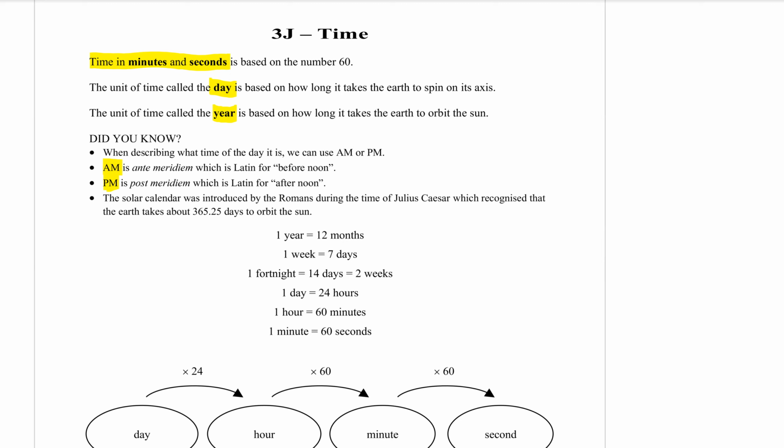Now, the solar calendar, which we use, was introduced by the Romans during the time of Julius Caesar, which recognized that the Earth takes about 365.25 days to orbit the Sun. Okay, so there's some conversions that you need to know. You need to know that a year is 12 months, 1 week is 7 days, a fortnight is 2 weeks or 14 days. 1 day is 24 hours, an hour is 60 minutes, and 1 minute is 60 seconds.